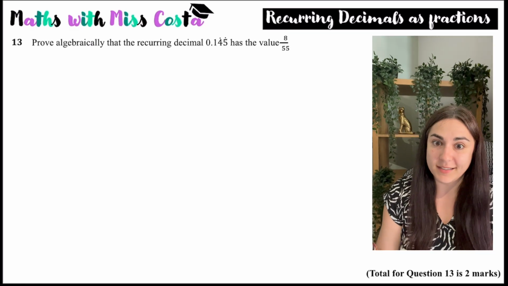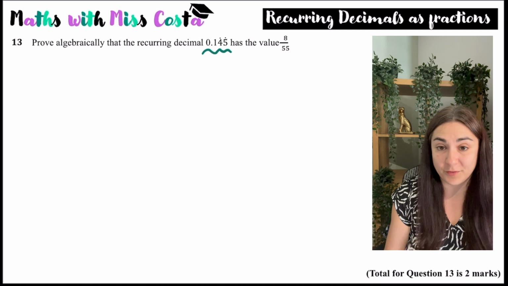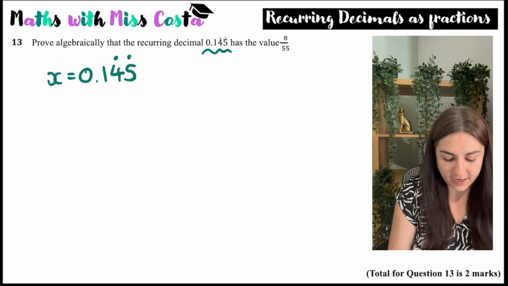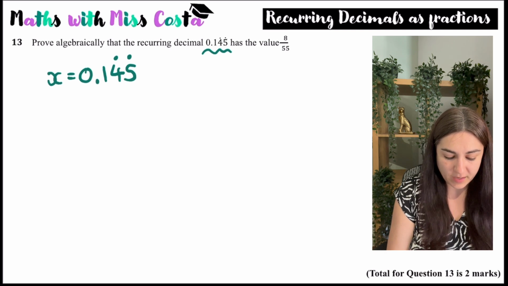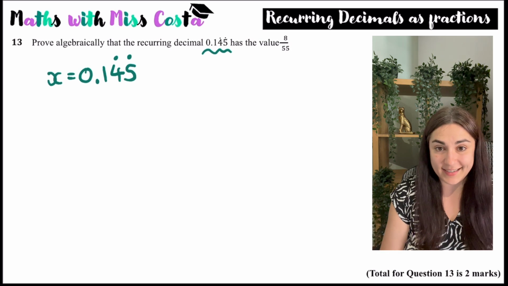Okay, so here I'm asked to prove algebraically that this recurring decimal has the value of 8 over 55. So I always start by calling my decimal x. So x has the value of 0.145, and the 4 and the 5 are recurring. What I want to do is keep multiplying it so that I get rid of anything that is not recurring.